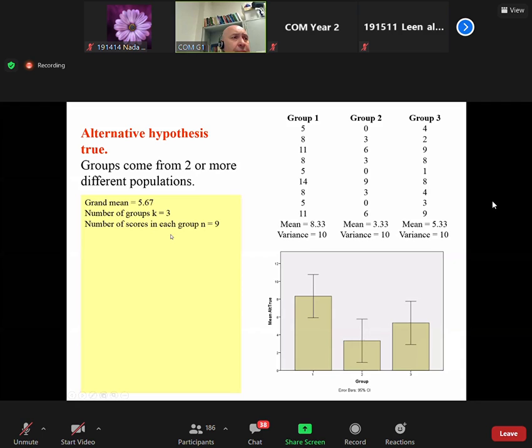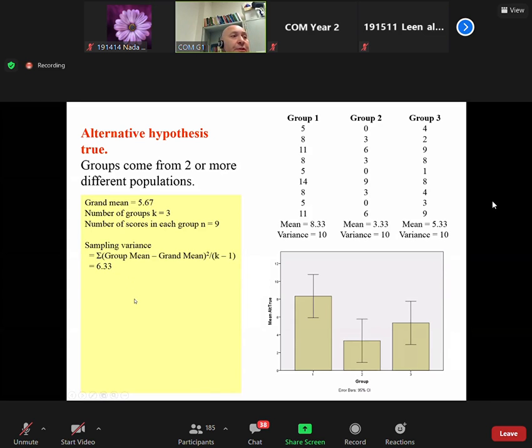So I just do the same calculations. The grand mean is going to be the mean of these means, which is 5.67. We've got 3 groups, we've got 9 in each group. Let's do the sampling variance. Now, I can't do this in my head, it's slightly difficult, but if you've got a calculator, you can do this. Basically, it's 8.33, take away 5.67 squared, added to 3.33, take away 5.67 squared, and then this final one, 5.33, take away 5.67 squared. When you add those 3 terms together and you divide by 2, you will get 6.33, but please check it.